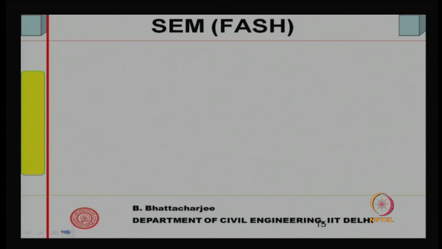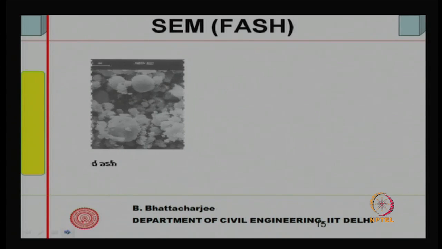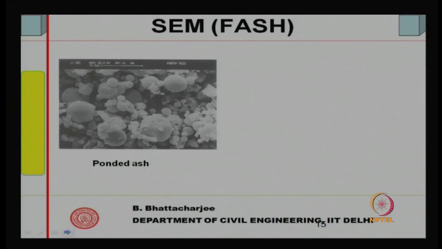In a scanning electron micrograph, the samples are made solid by bonding with epoxy or something similar, and then their shape is examined. Ponded ash, of course, is the one collected wet, and this also has a spherical shape, but there will be a mix of larger size particles.